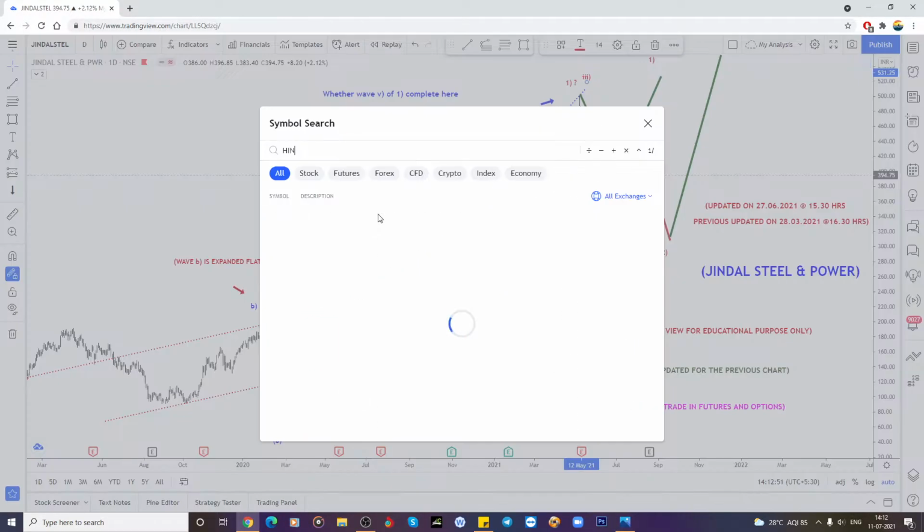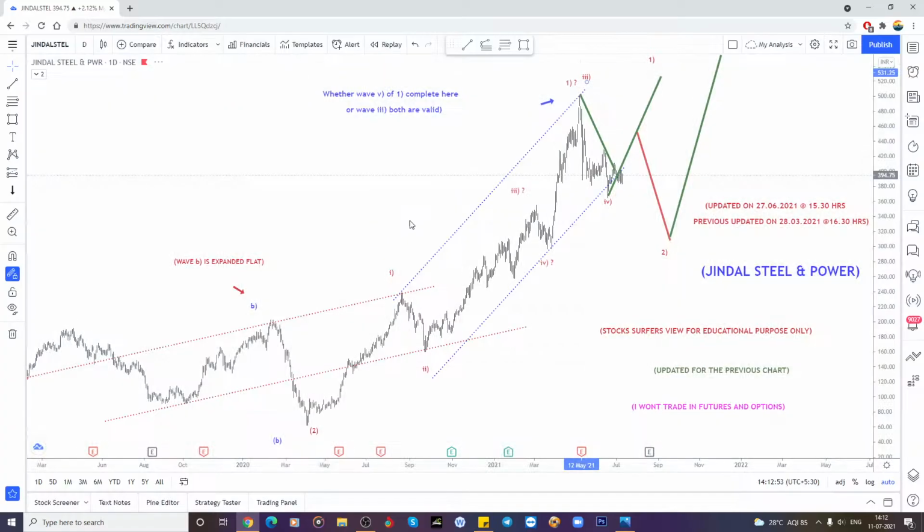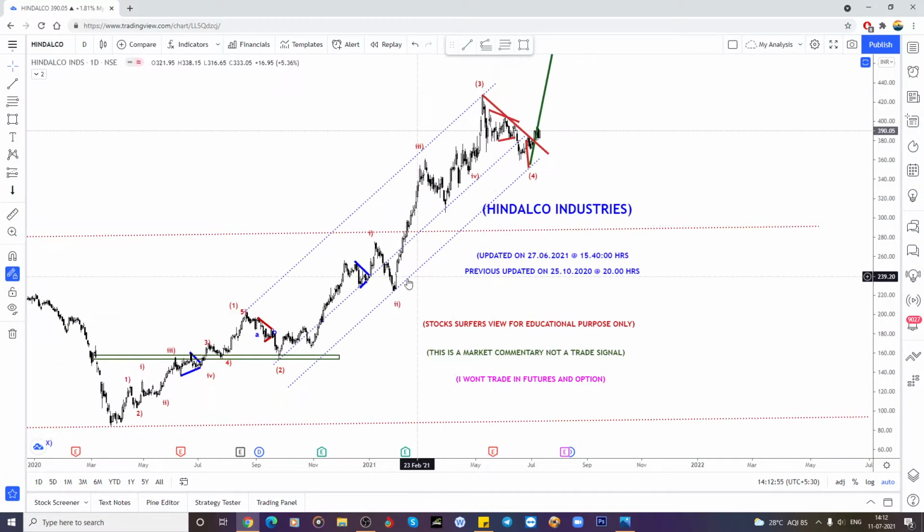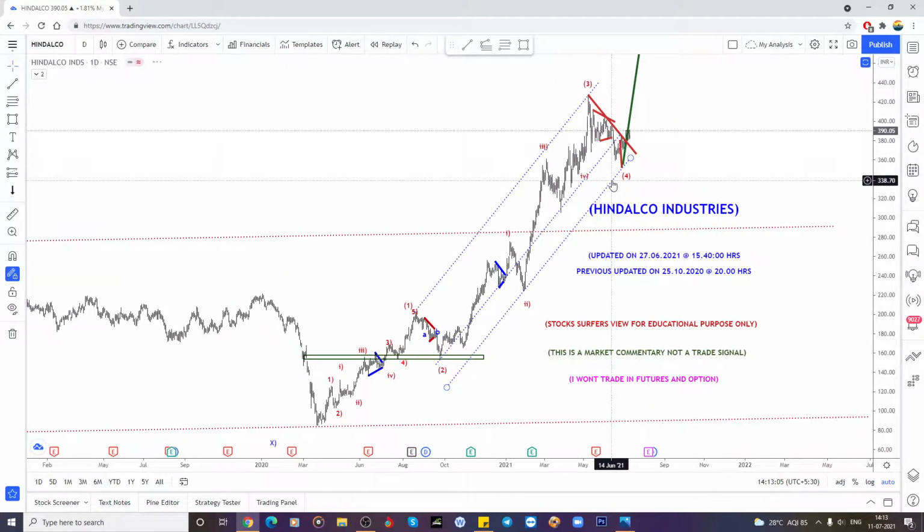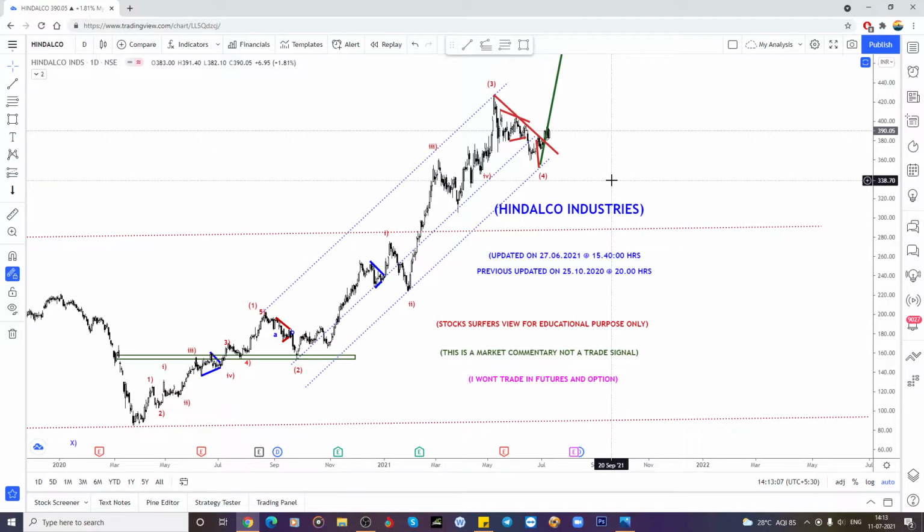And Hindalco, all those steels, see 1 2 3 4 5. So 1 2, so 3 4. So here it's looking like one more wave to the high is also possible, but wait for that, because I'm not sure about all of this.